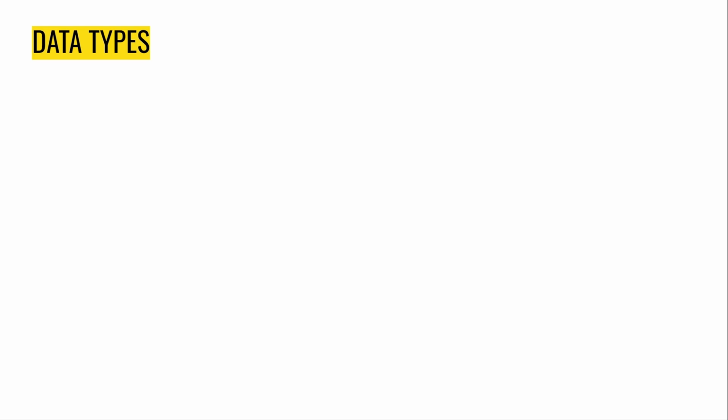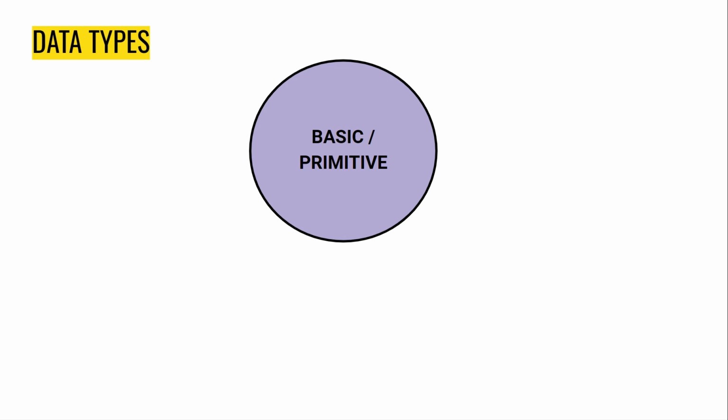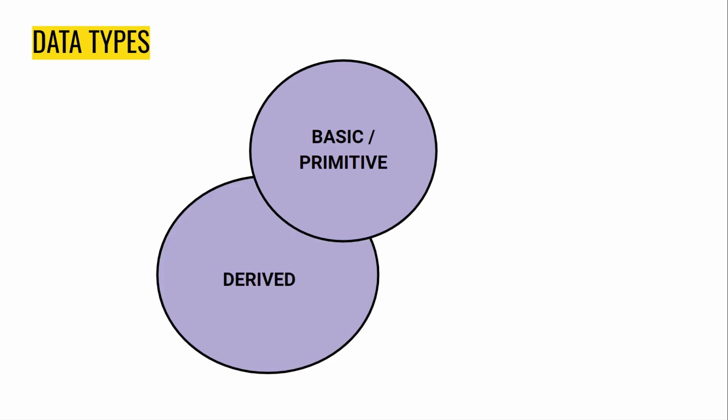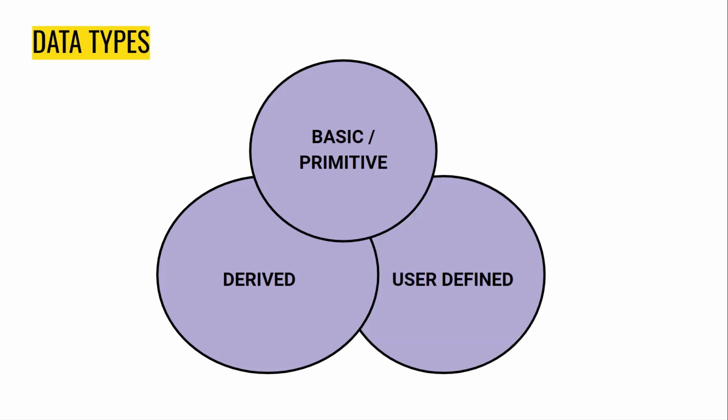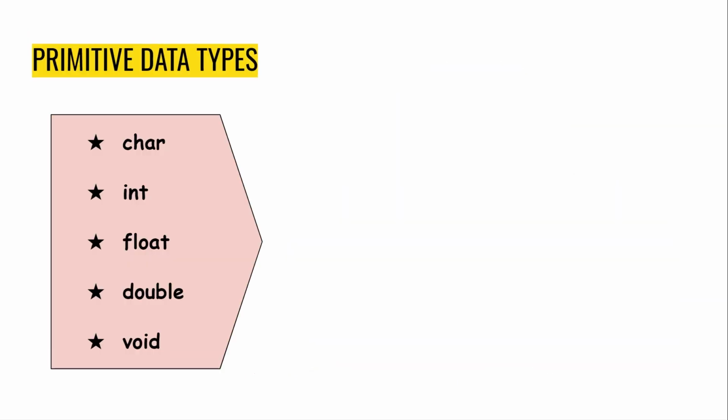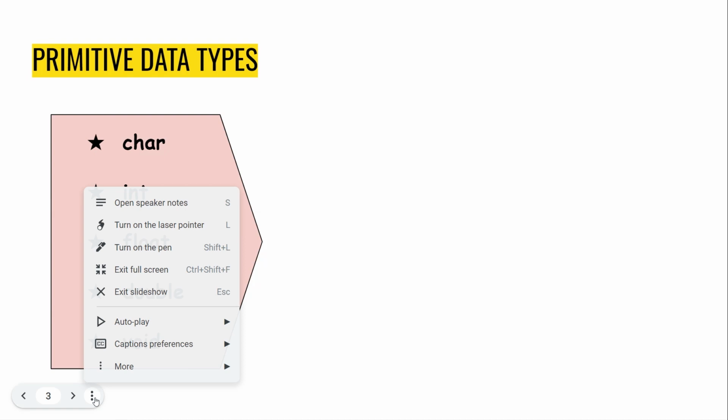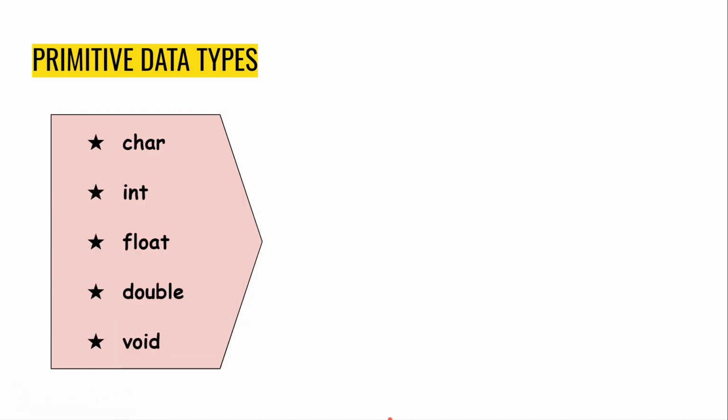Based on this, data types are broadly classified as basic data types or primitive data types, derived data types, and user-defined data types. The primitive or the basic data types include char, int, float, double, and void. Char data type is used to declare a variable as character, which means that particular variable can hold a character value. If you want a variable to hold an integer value, then you can declare the data type as int. For holding fractional values or decimal values, we can use float data type or double data type.